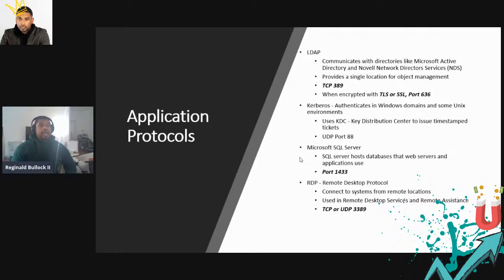More ports. LDAP communicates with directories like Microsoft Active Directory or Novell Network Directory Services, NDS. It provides a single location for object management. It's TCP 389, and when encrypted with TLS or SSL, it's port 636. Kerberos authenticates in Windows domains and some Unix environments. It uses the Key Distribution Center, KDC, to issue timestamp tickets. UDP port 88. Remember, think single sign-on when you think Kerberos.